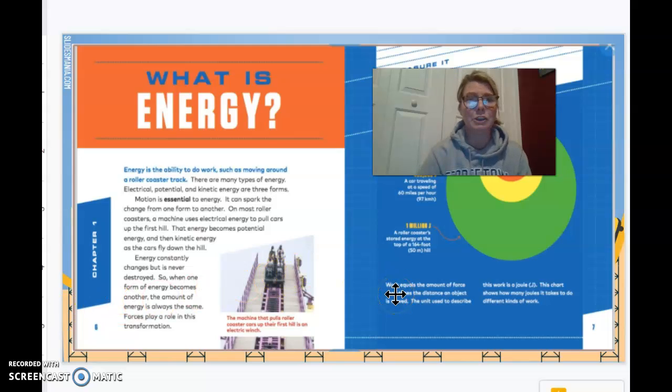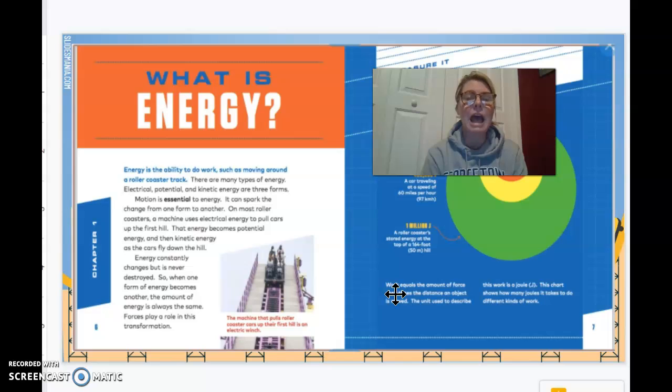What is energy? Ooh, there's a lot of graphics on this page, and that is going to pull my interest in. The first thing I notice is that the first sentence is written in blue. This must make the sentence pretty special. Let's read it together to see what it says. Energy is the ability to do work, such as moving around a roller coaster track.